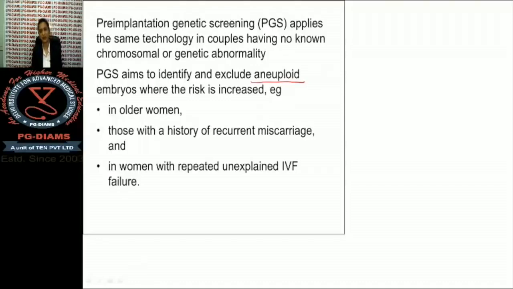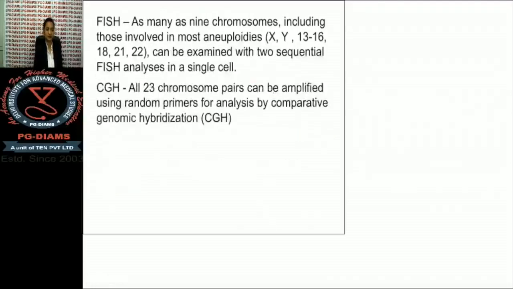The technology is the same. You do IVF, you get embryos and you test the embryos with genetic testing. It is used in older women, those with history of recurrent miscarriage, where you tested for translocations but they did not have any translocations, and in women with repeated unexplained IVF failure. So these are the indications for doing pre-implantation genetic screening. The tests you do are FISH and CGH. With FISH, you can identify aneuploidies of X, Y, 13, 16, 18, 21 and 22, while CGH, comparative genome hybridization, will screen the entire chromosome. But this takes time. CGH is a longer procedure.